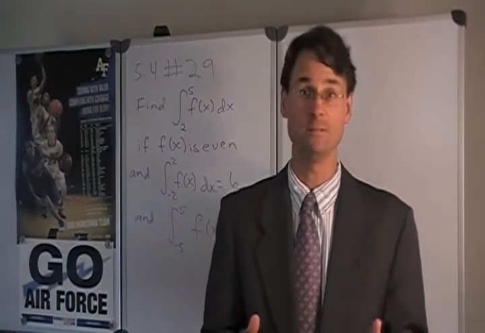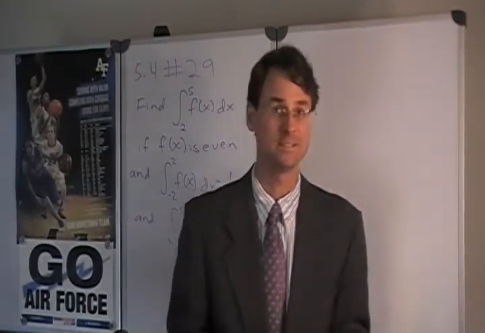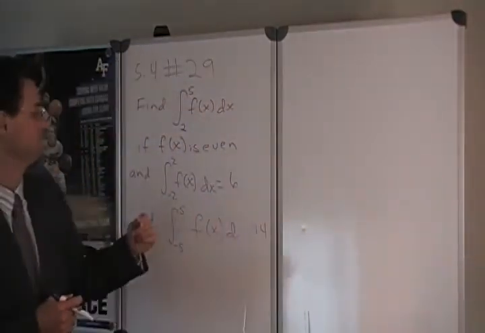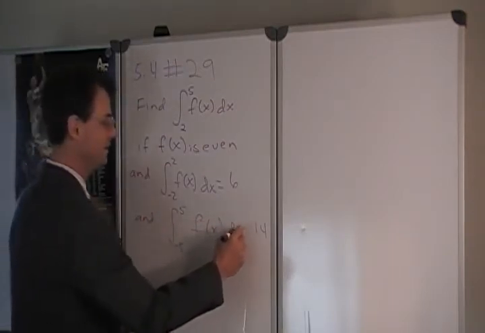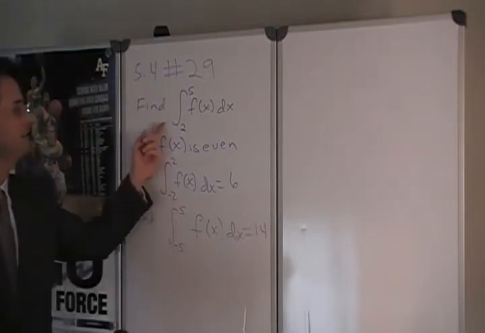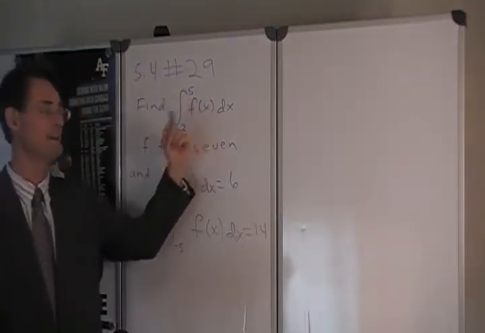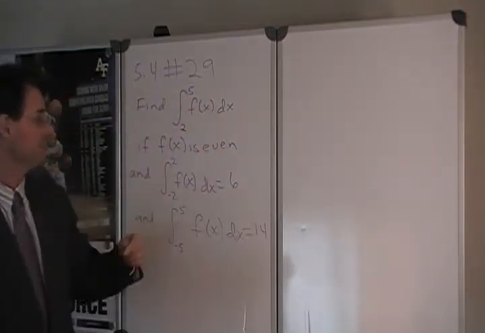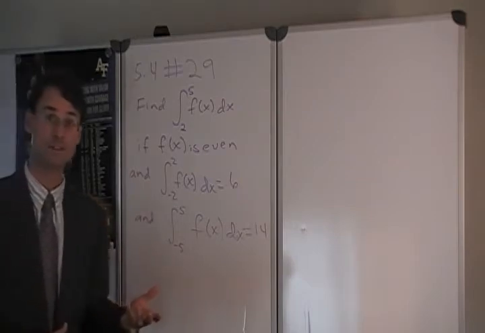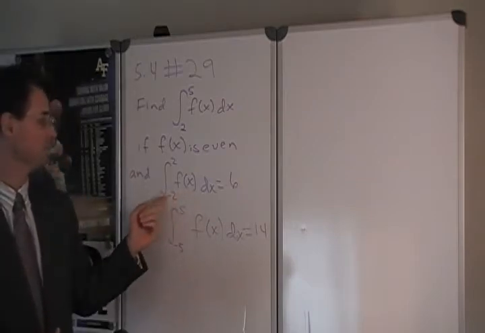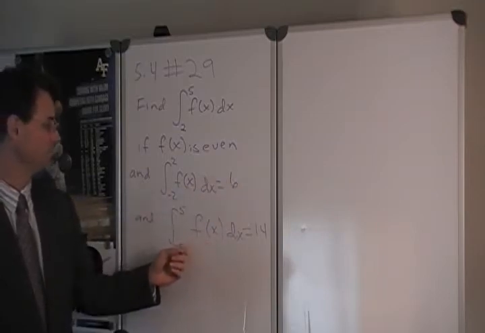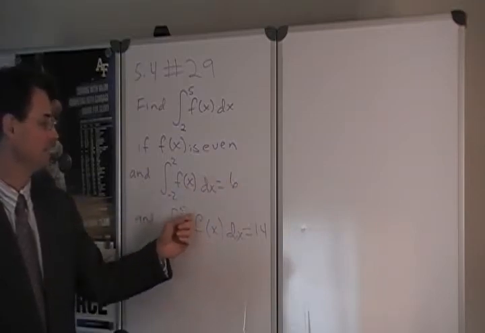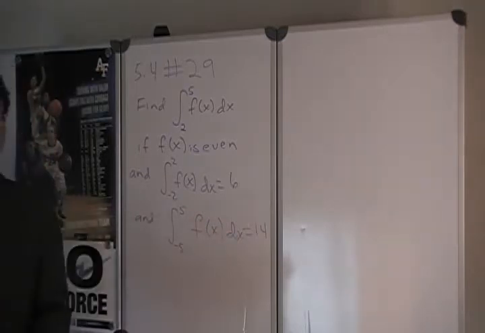Practice is important in music and in mathematics. So let's have a look at 5.4, number 29, and it asks, find the integral from 2 to 5 of f of x dx if f of x is even, in other words it's an even function, and the integral from negative 2 to 2 is equal to 6, and the integral from negative 5 to 5 is equal to 14.